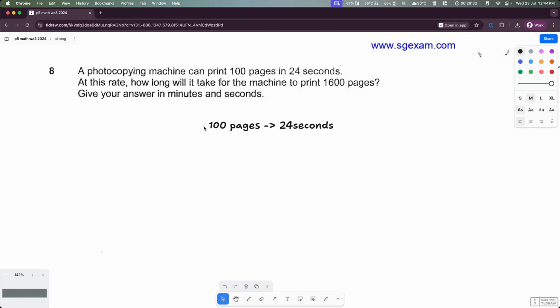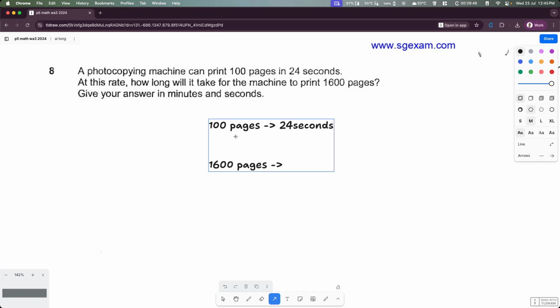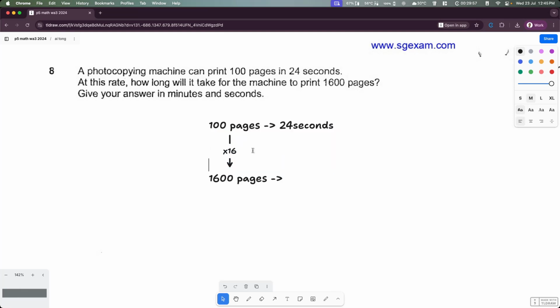Okay, then 1,600 pages is equal to, right, so from 100 pages to 1,600, how do we arrive at that? Essentially, 100 pages to 1,600, we basically multiply it by 16. Okay, great. Then that means it's basically 16 times 24 seconds.